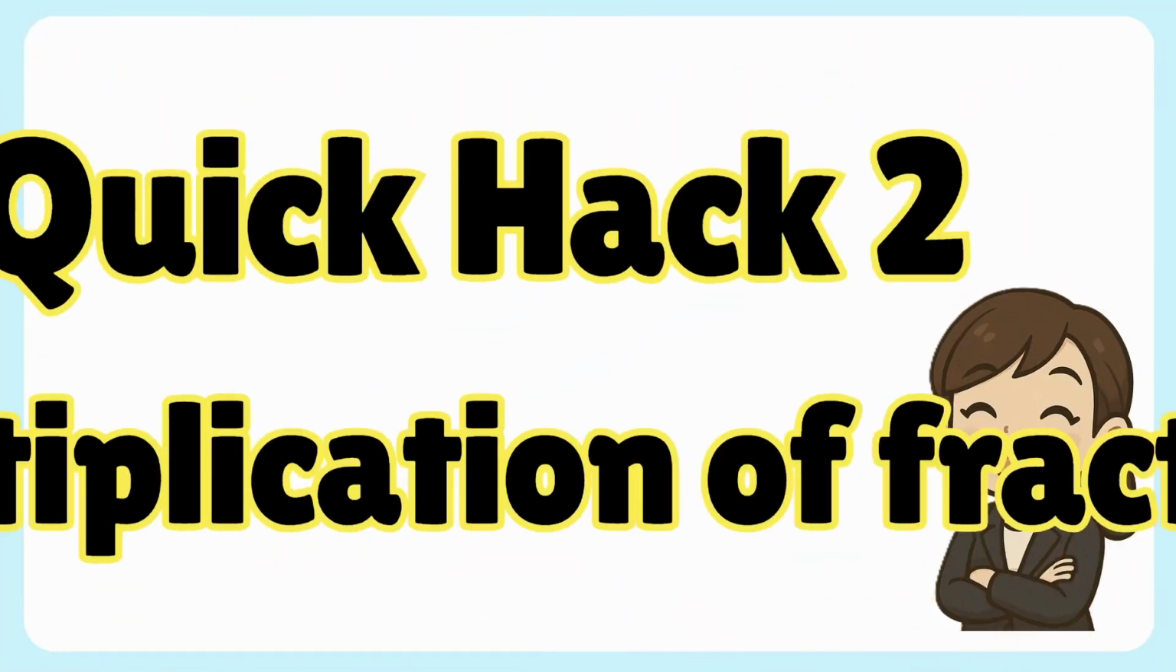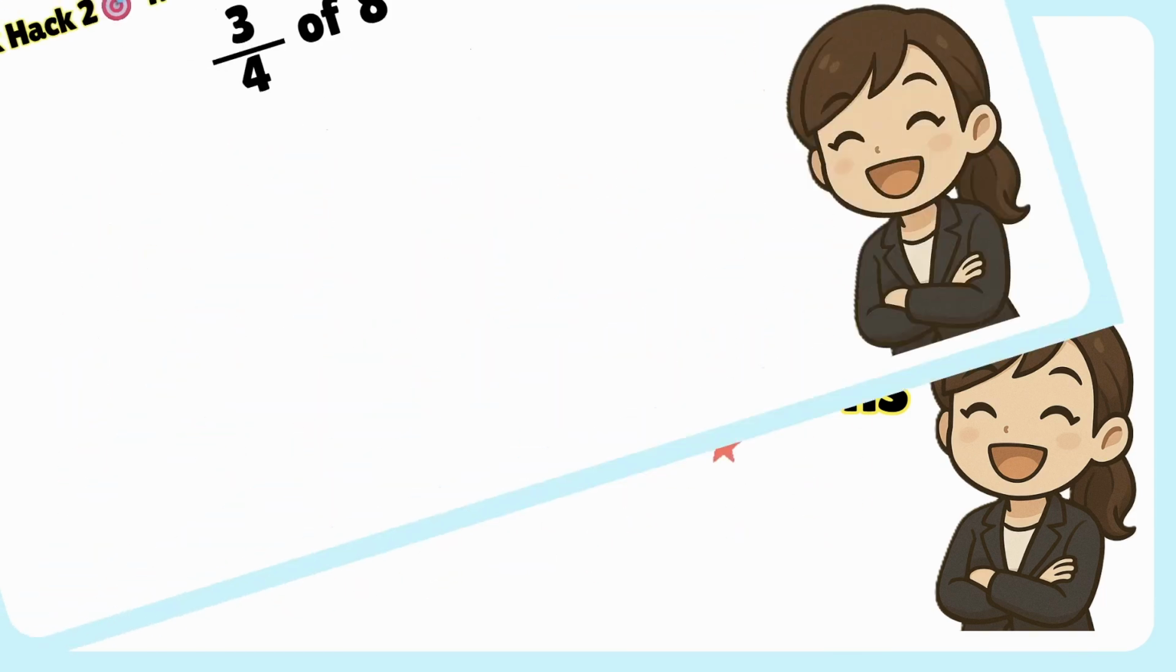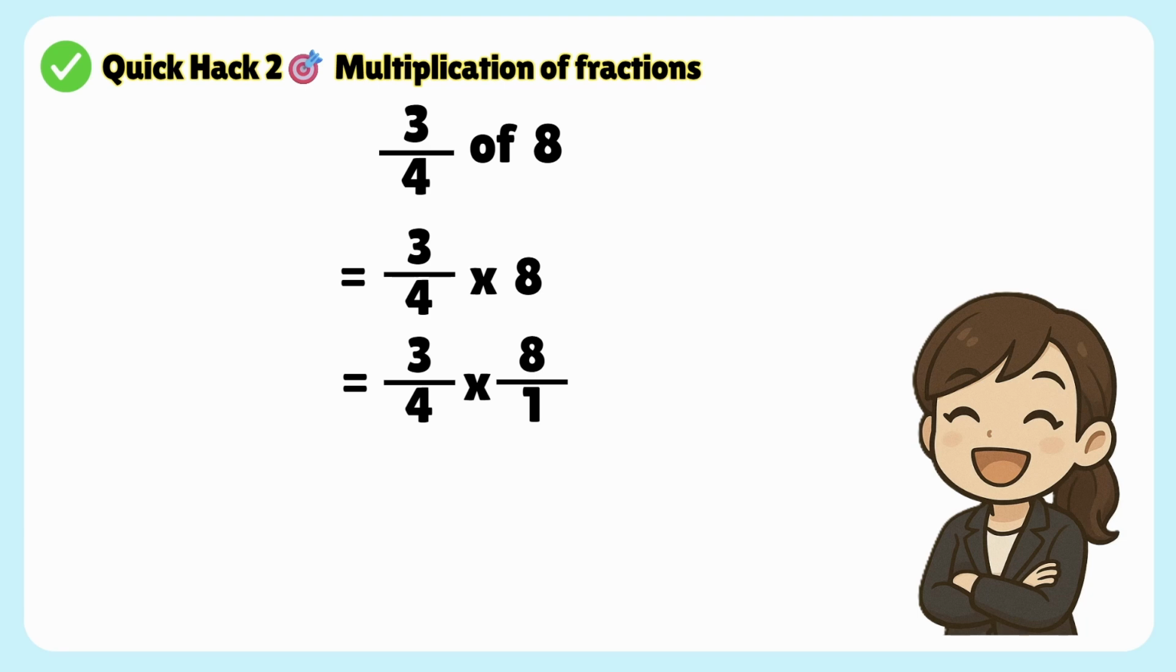Let's explore quick hack 2. It's the multiplication of fractions method. Here's how it works. To find a fraction of a number, you simply multiply the total number by the fraction. We can write 3/4 of 8 as 3/4 times 8. We change 8 into 8/1 to make multiplying fractions easier.